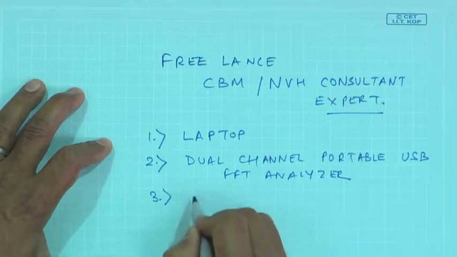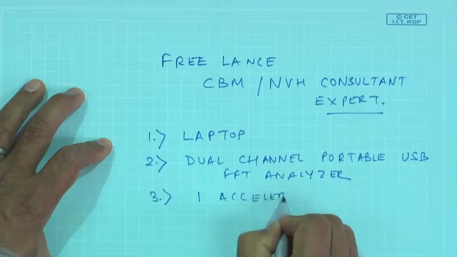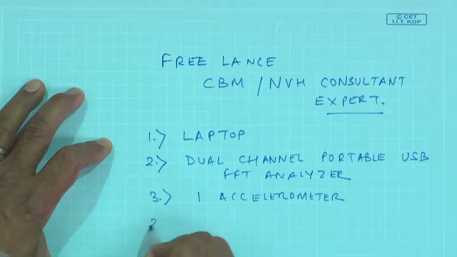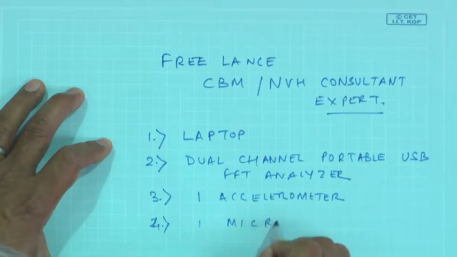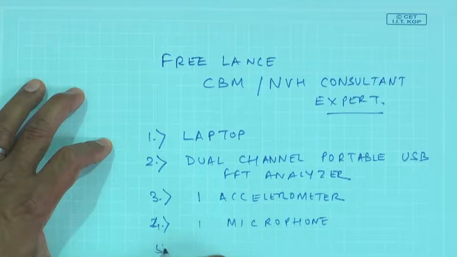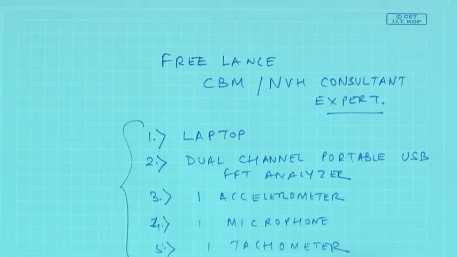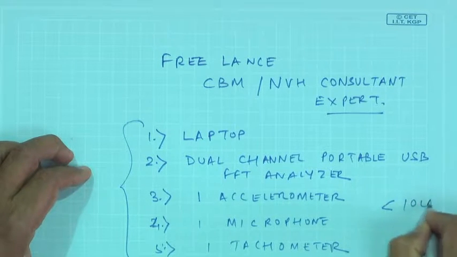If you are low on budget, at least one accelerometer and one microphone as input, maybe one tachometer. If you invest in this, maybe less than 10 lakhs.